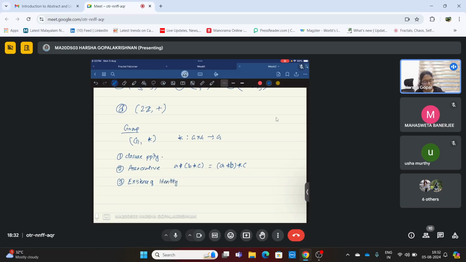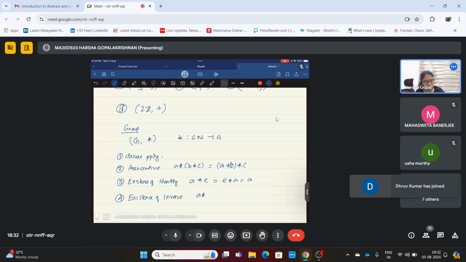What does this mean? For any A in G, there should exist an E such that A star E equals E star A equals A. That means if I operate A with some particular element E, it should give back A after the operation. If such an element E exists, that is the identity element. And for a particular group, that identity element will always be unique. There is one and only one identity element. Now the fourth property is existence of inverse.